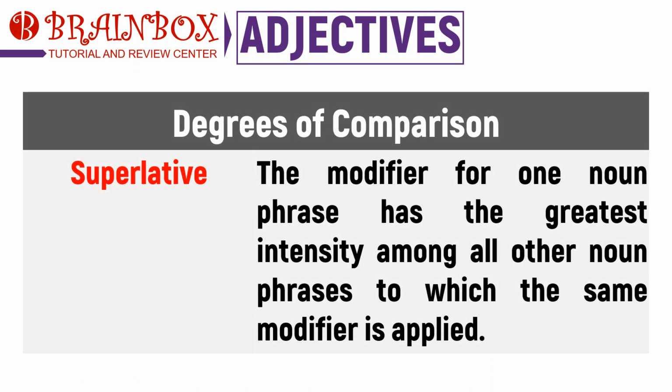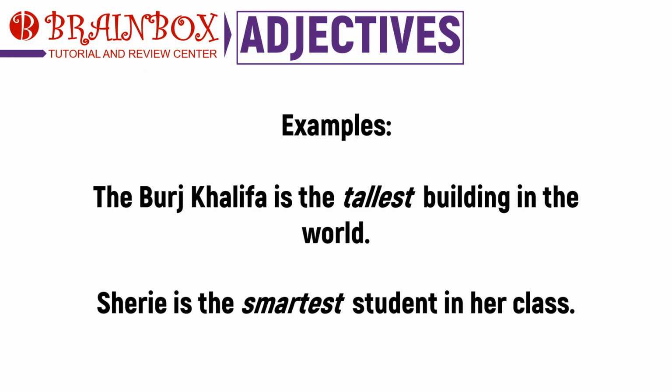In superlative adjectives, the modifier for one noun phrase has the greatest intensity among all other noun phrases to which the same modifier is applied. Examples are: the Burj Khalifa is the tallest building in the world. Sherry is the smartest student in her class.